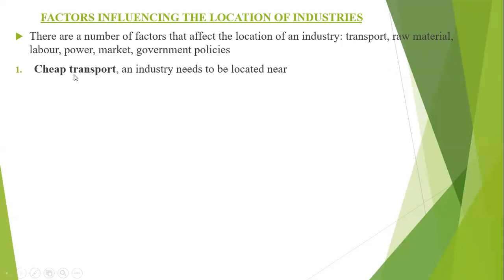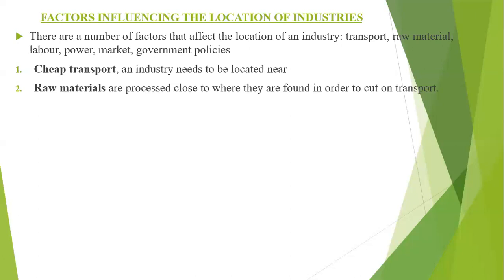So cheap transport. An industry needs to be located near cheap transport. You cannot locate an industry in a place where there are no roads or where there is no rail line. How are you going to transport the raw materials to the factory, and how are you going to transport finished goods to the market? So you need good roads. You need cheap transport.